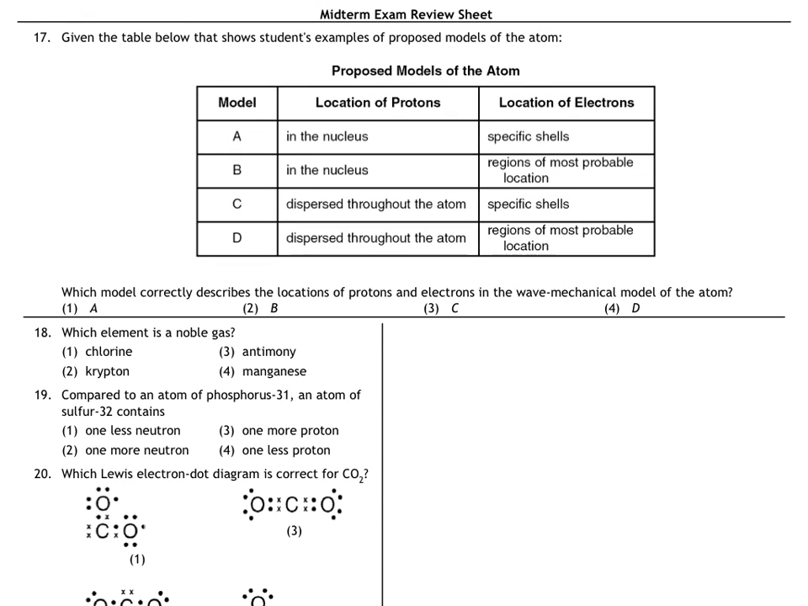Okay, number 17. You guys have seen this table before, and they want to know which model correctly describes the locations of protons, electrons in the wave mechanical model. So this is our modern model of the atom. And in the modern model of the atom, we have protons in the nucleus, just like in the previous models, but electrons are going to be in regions of high probability of finding an electron. So I'm thinking the best answer here is B.